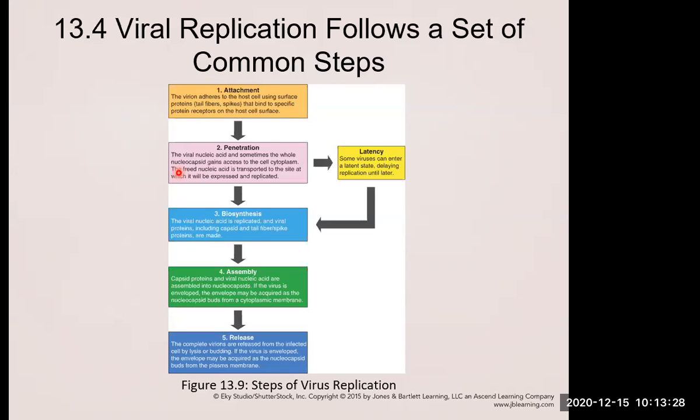So again, you have to attach before you can do anything as a virus. After attachment, then you want to get into a cell. So you're going to find a cell, attach to it, get in it. And then you're either going to go into a latent or kind of a dormant phase where you lay low for a little while, or you'll just go ahead and start producing more of yourself. So biosynthesis, making your proteins, replicating your nucleic acids. After you've created your parts, then you will assemble them and then eventually release so that you can go do it all again.